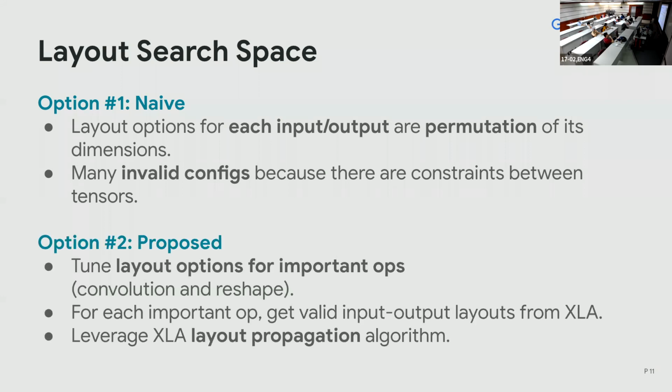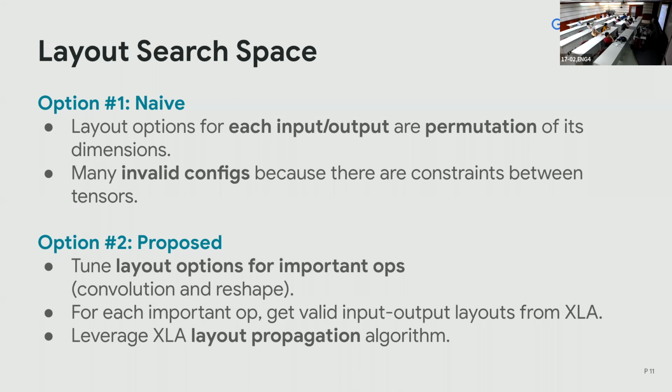So instead of doing that, what we do is consider tuning the layout options for important ops that will affect the layout quite significantly, and these include things like convolution operations and reshapes. And once we make a decision for important operations, I said that there are constraints between tensors, right? So how do we get those constraints?